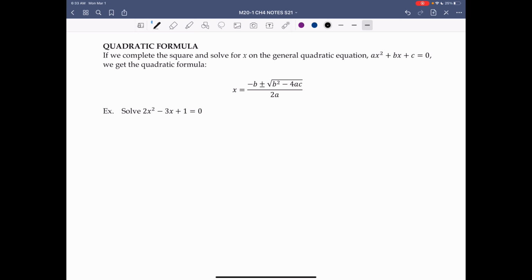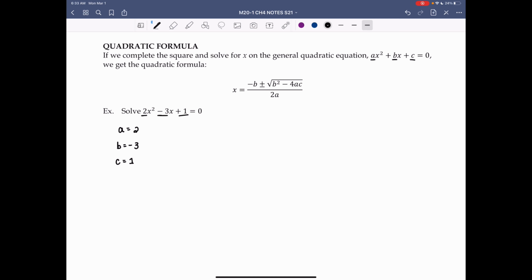Example, solve 2x squared minus 3x plus 1 equals 0. So first we want to identify what is our a, b, and c. So a is in front of x squared, b is in front of x, and c is our constant term. The value in front of x squared is positive 2, so a equals 2. The value in front of x is negative 3, so b equals negative 3. And the constant term is positive 1, so c equals 1.